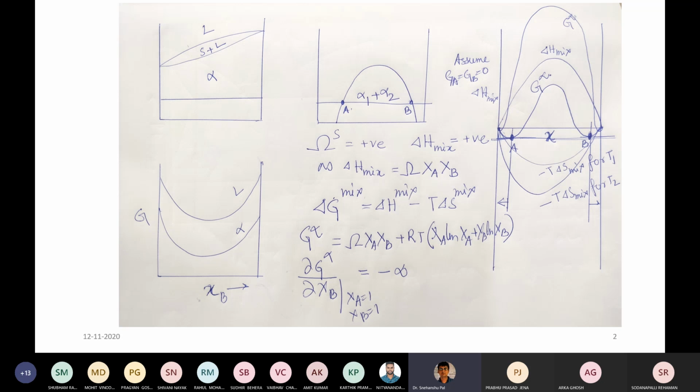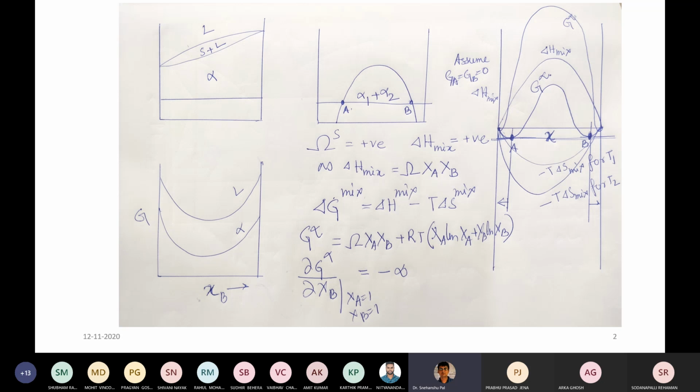And I hope all of you understood that based on the value of temperature, the nature of the curve is changing, and that is the curve of G alpha. To draw such a plot, I have taken one assumption, that is GA equals GB equals 0. So that's why the curve looks like the two end points are equal, giving the energy of A and the energy of B, and they are connected.